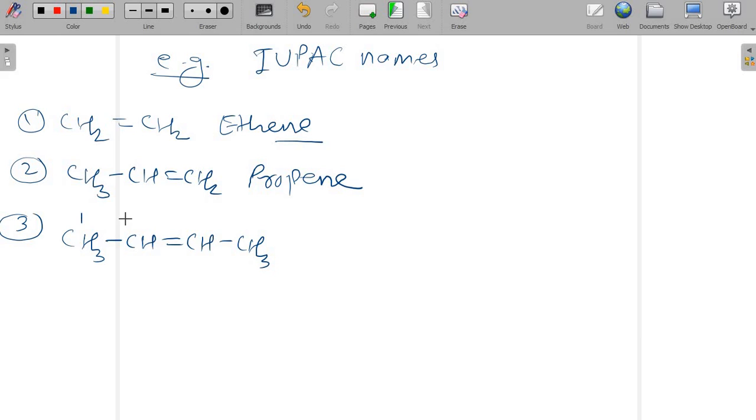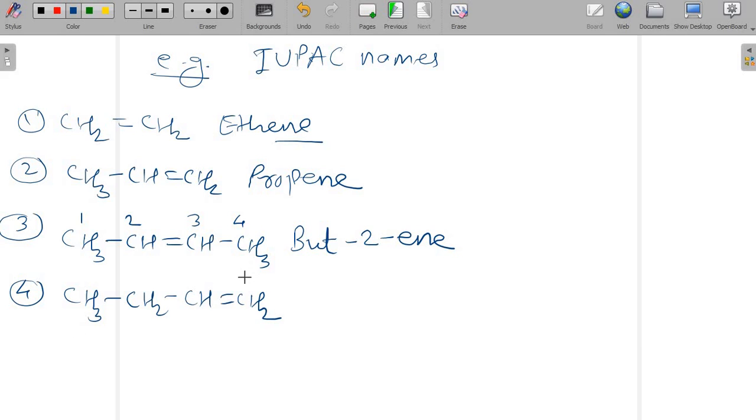What is the numbering? 1, 2, 3, 4. It is the 2nd position of the double bond and there are total 4 carbon atoms. That's why it is but, position of double bond is 2nd position, 2-ene. Similarly, it is possible to draw 1-butene. So how to write 1-butene? This is the structure of 1-butene. So this is number 1, 2, 3 and 4. This is but-1-ene.